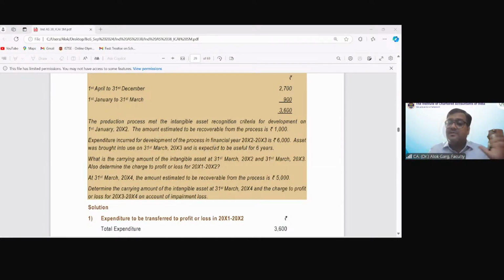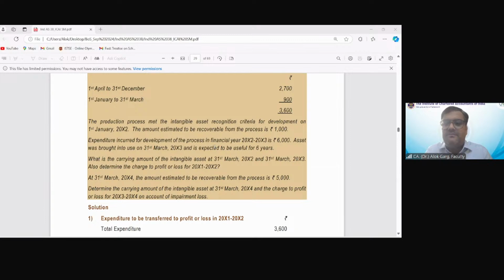So up to the first paragraph, things are clear. Have we concluded till 31st March 2002? What is the carrying value of the intangible asset under development on 31st March 2002? 900. Right? And if it is intangible asset under development, will you amortize it?